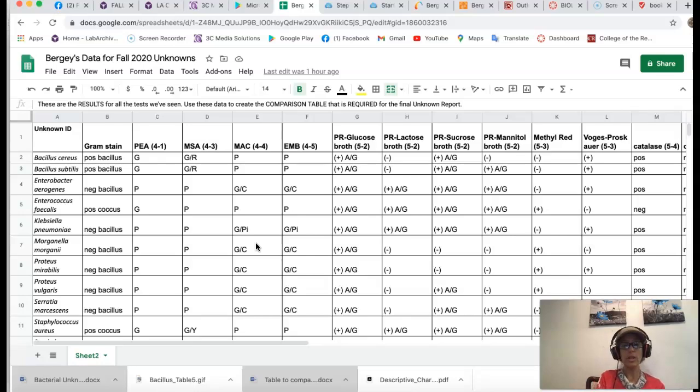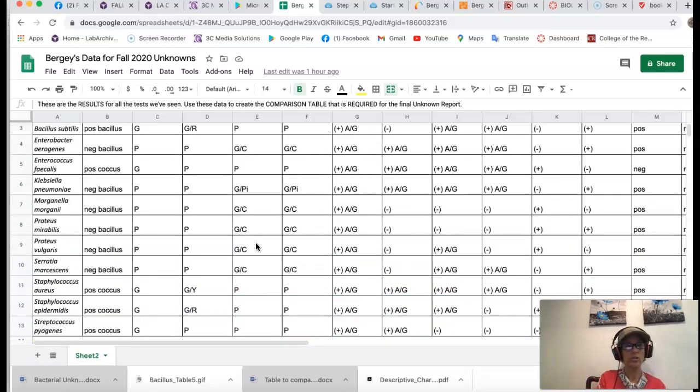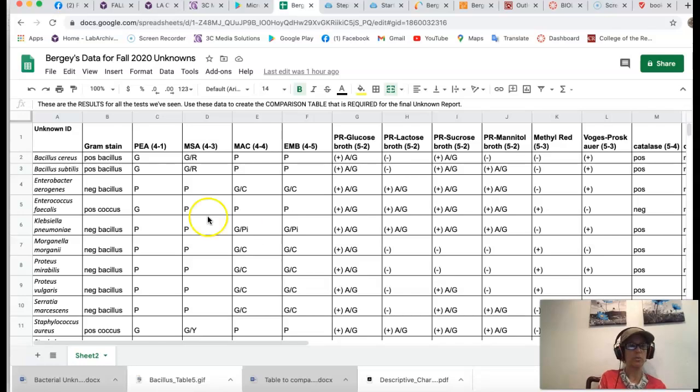Those symbols come from the lab manual. Each exercise in the lab manual has a table, and in that table it indicates what the symbol should be for the results and what the interpretation of those results is. So let's just look at the first one.